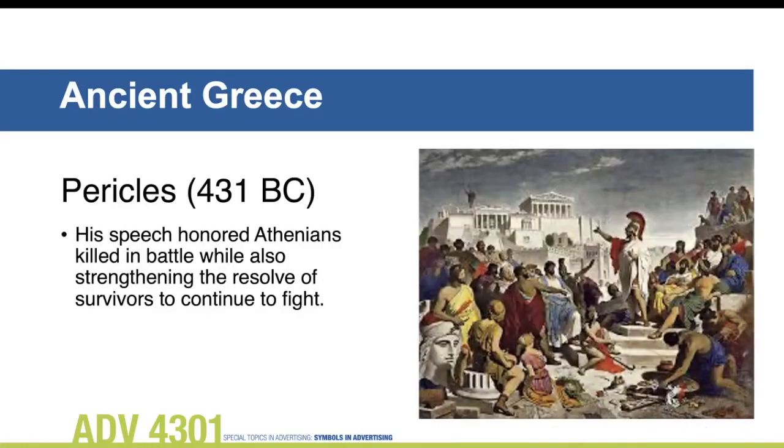The next one in ancient Greece that we're going to talk about is Pericles. He was in 431 BC. He kind of had a golden tongue, as we would say today. The way that he persuaded the Athenians was through a speech, honoring the Athenians that were killed in battle while also strengthening the resolve of survivors to continue to fight. So he made the people that were fighting look really bad, and how wonderful and perfect the Athenians were who were killed in battle. Another wartime example.